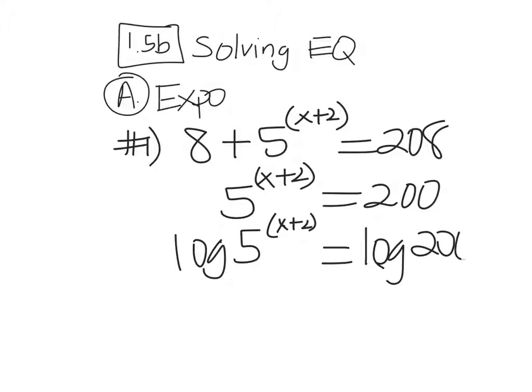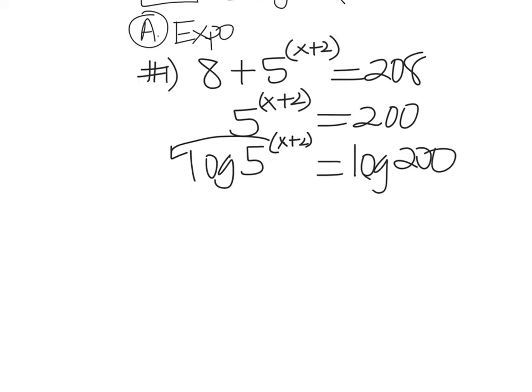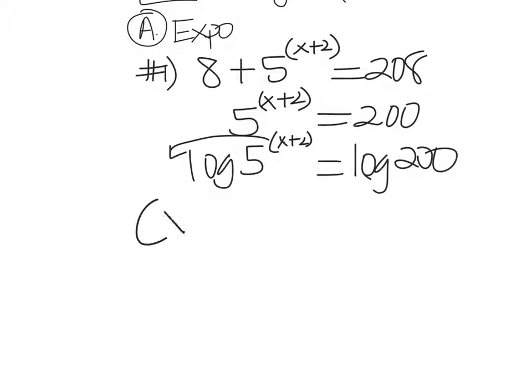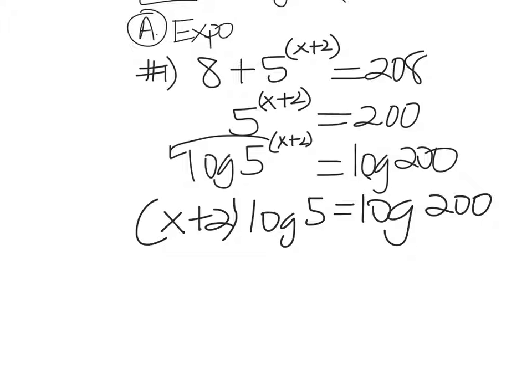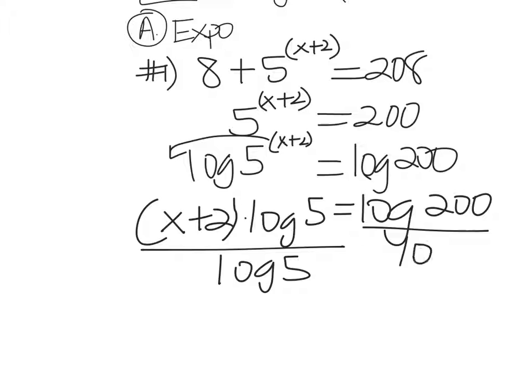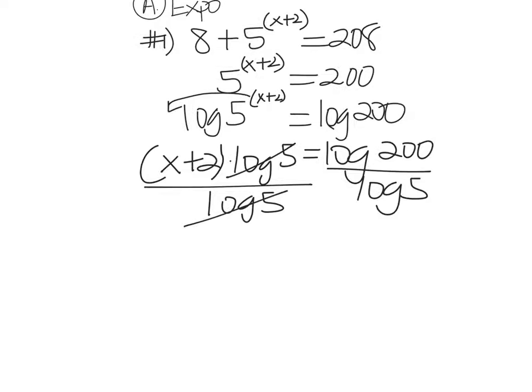Then you use the property that tells you to take the exponent and move it down to the front, because you're multiplying. x plus 2 times log 5 equals log 200. Now it's not perched up there anymore, and the rest is simple algebra. We're just going to divide by log 5. The logs do not cancel out. Don't ever do that. Log 5 over log 5 reduces, leaving us with x plus 2 equals, and we can figure this out using our calculator.